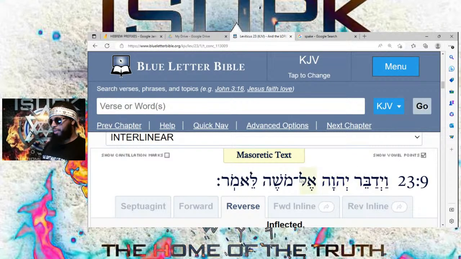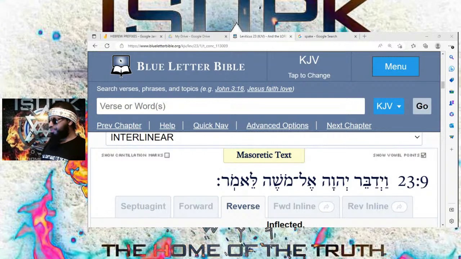Wa yadabar Yahweh el Moshe lemor. So wa yadabar, how do we know that the bar is in the past tense without even looking at the English?